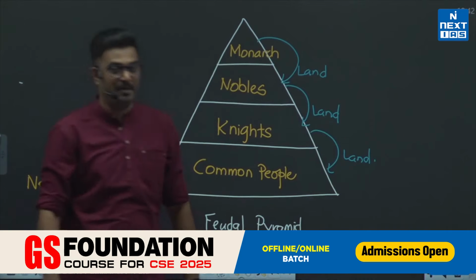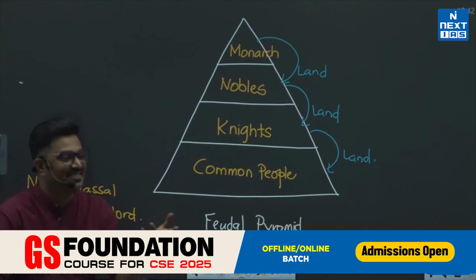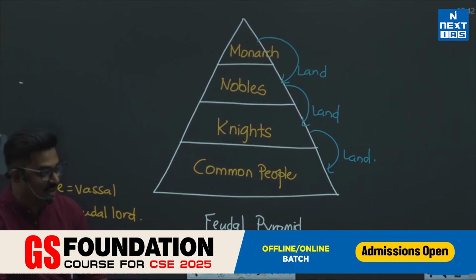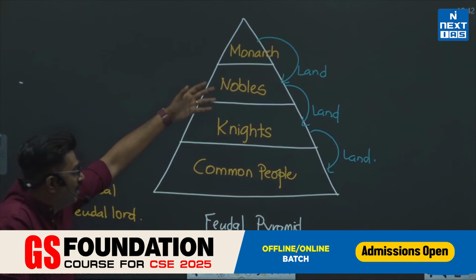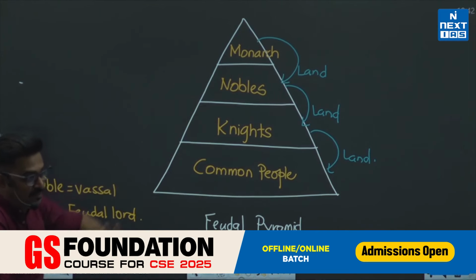So who are the primary players among the common people? Peasants. Peasants is the correct pronunciation. Peasants were the majority among the common people. Why? The whole system had been constructed around one centerpiece: land. Clear? So different people controlled land at different strata in the hierarchy, different levels in the hierarchy.